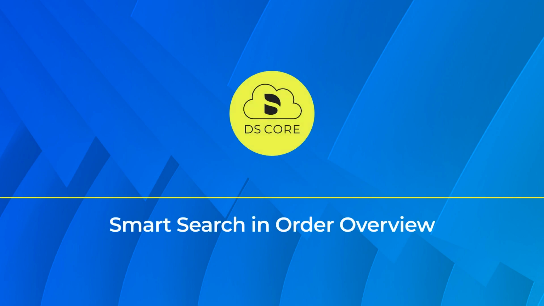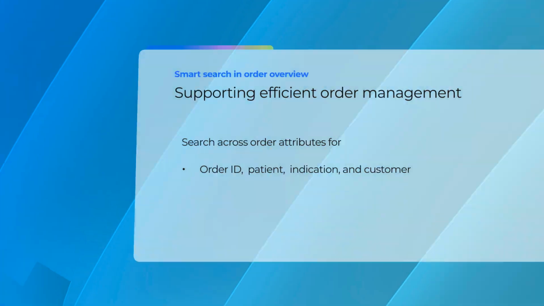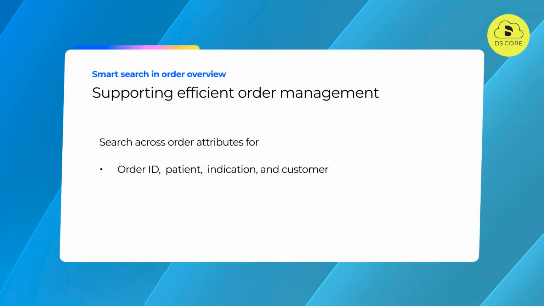In this tutorial, you learn how to use the Smart Search function in the order overview to quickly locate the right order. Let's get started. The Smart Search function lets you search across every key value in your order list. You can find an order by simply typing order ID, patient name, indication, service category, or customer into the search bar. This helps you quickly identify cases, especially when dealing with a high volume of orders.